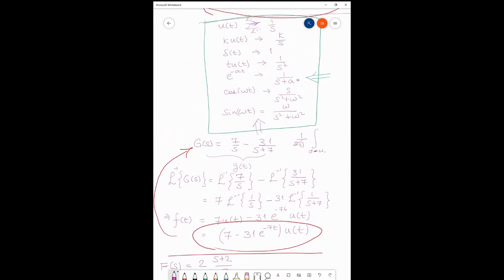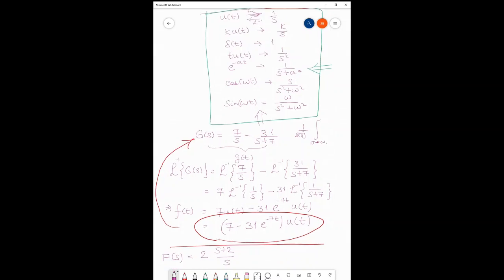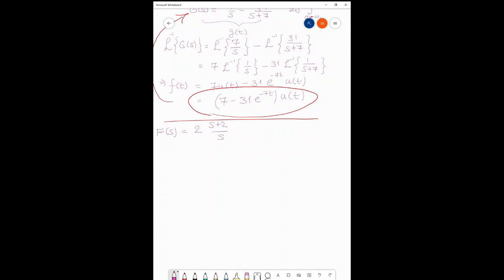By the way, I have included this table in your slides on the PowerPoint. So when we have a function like this, it's advisable for us to decompose it into a better function. If I take this function and multiply it, it will give me what? 2s plus 4 over s, right? That is the same as 2s over s plus 4 over s. Now it is easier. This is the same as 2 plus 4 over s.